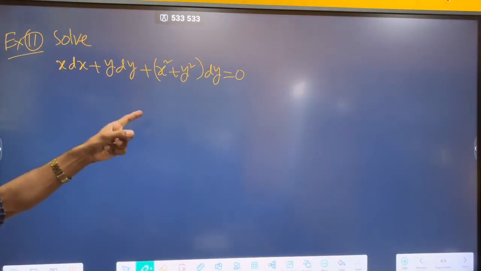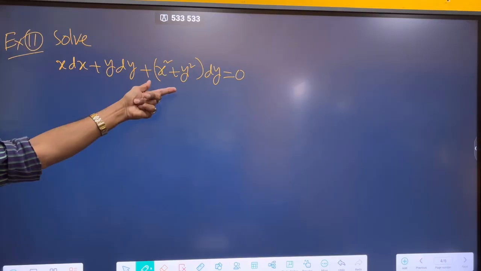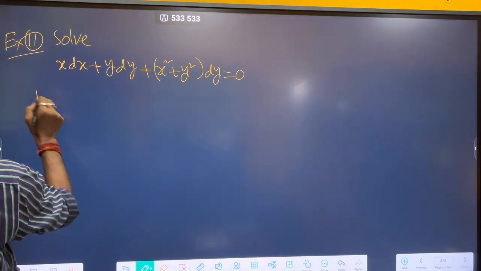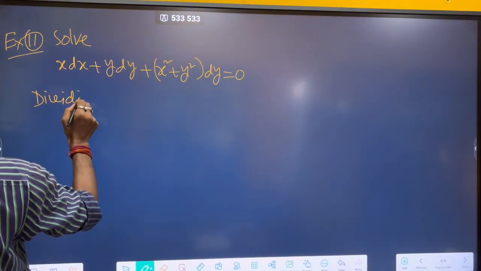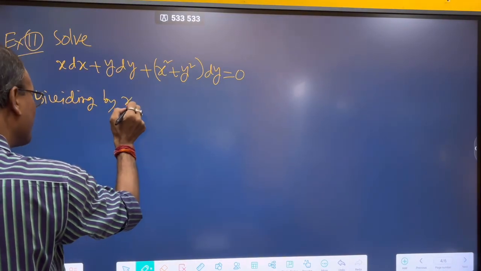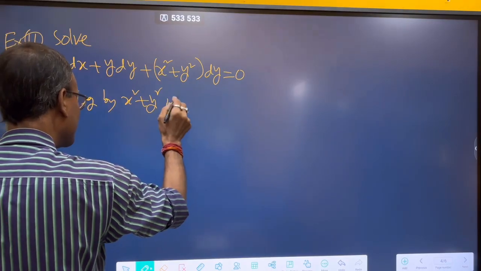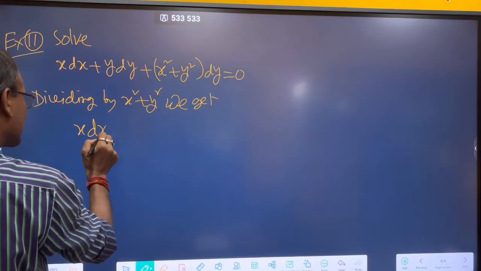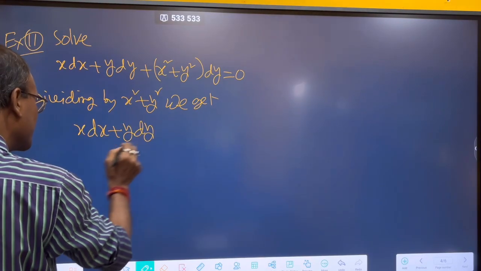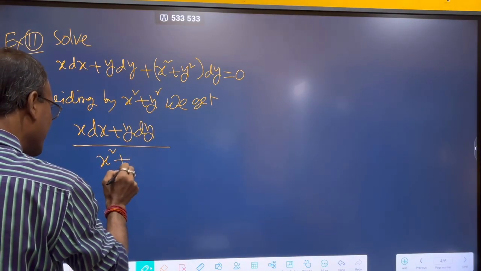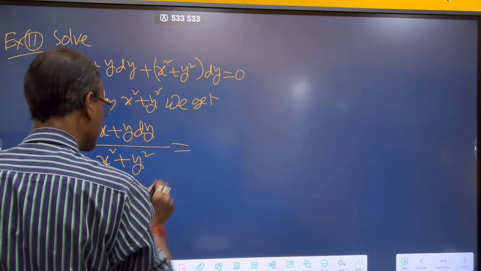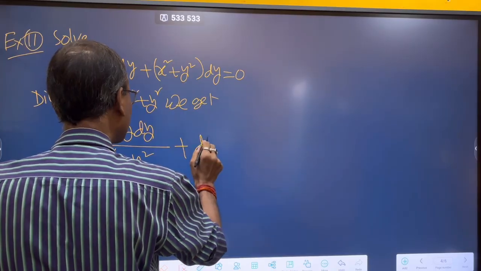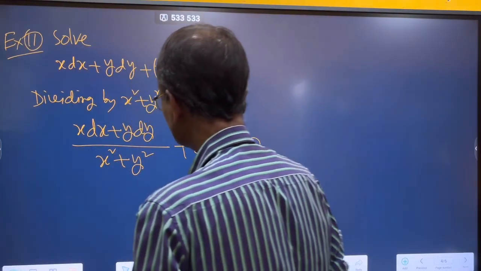Let us try to solve this problem. Here also, you should divide the equation by x square plus y square. Dividing by x square plus y square, we get x dx plus y dy divided by x square plus y square plus dy equal to 0.